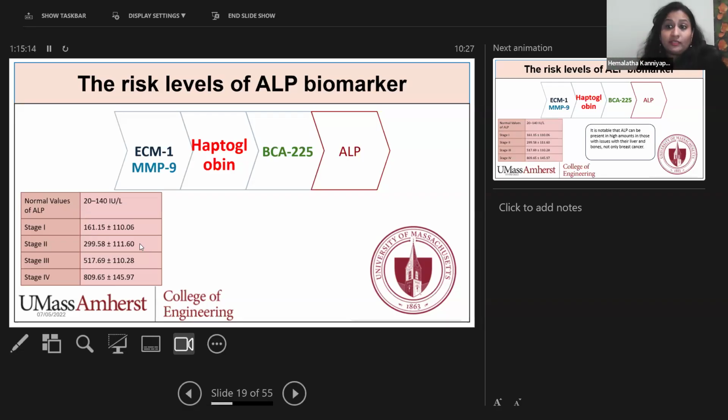Yes, you are absolutely right. Each stage has different levels of this protein expression. For example, ma'am, this haptoglobin and BCA225 are highly expressed. They are more specific to breast cancer and are not expressed in any other type of cancers. However, certain biomarkers can be expressed in other types of cancers as well, so that will give you a kind of false positive. To overcome that, we are using more specific breast cancer biomarkers. However, these other biomarkers can express at lower levels in the early stages.